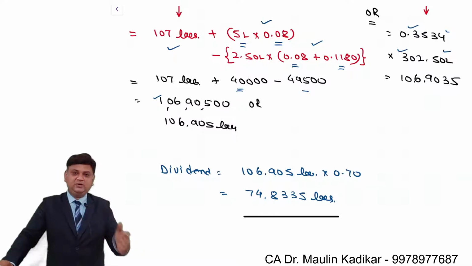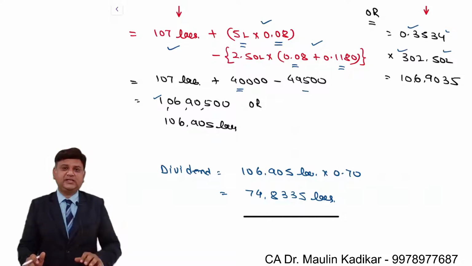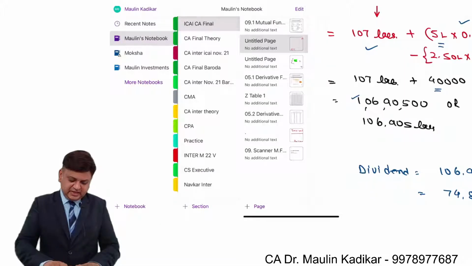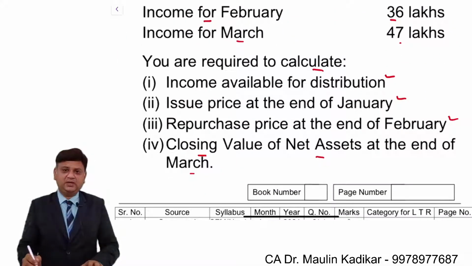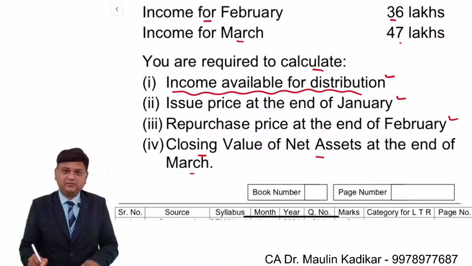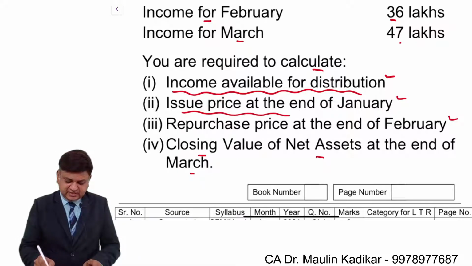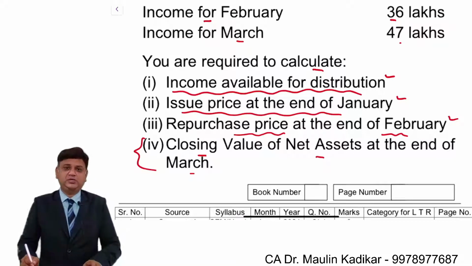Now I want you to calculate what must be the NAV per unit on 31st of March. Let us do one thing. Let us write all these answers. Before we proceed to the last answer, that is NAV per unit, friends, over here the questions are in sequence. The first is the income available for distribution, that is the last answer that we have found. Then the issue price at the end of January, the repurchase price at the end of February, and lastly we are required to find the closing NAV.